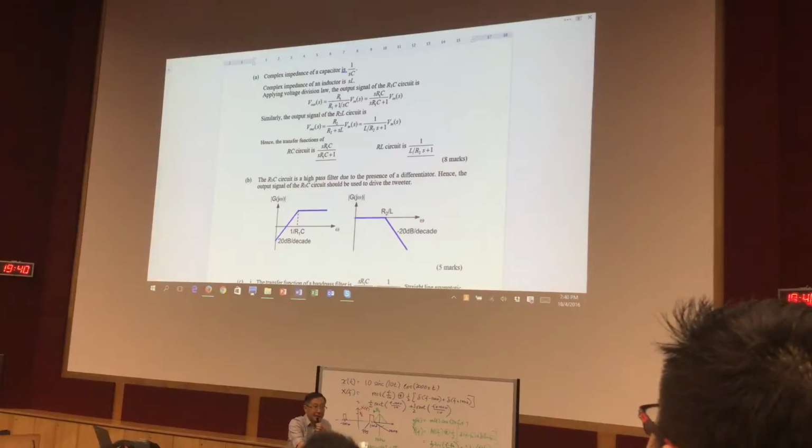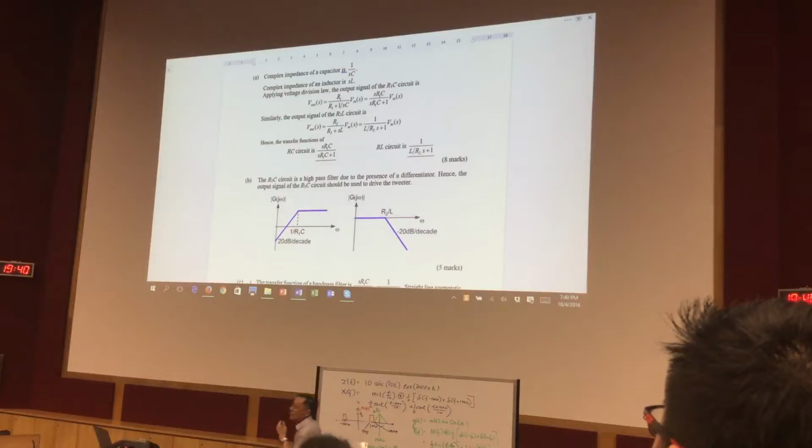20 dB per decade. Differentiator goes straight up. We've done it before. Differentiator goes straight up, but at this corner frequency it will flatten out, because the differentiator is the 0, and a pole gets it to be flat. That is your pole here. That is your 0, which is the differentiator. And then it flattens here.